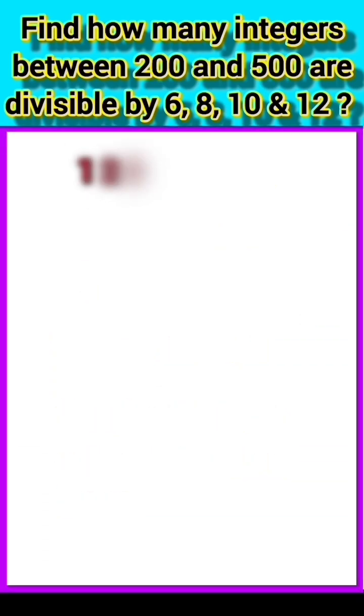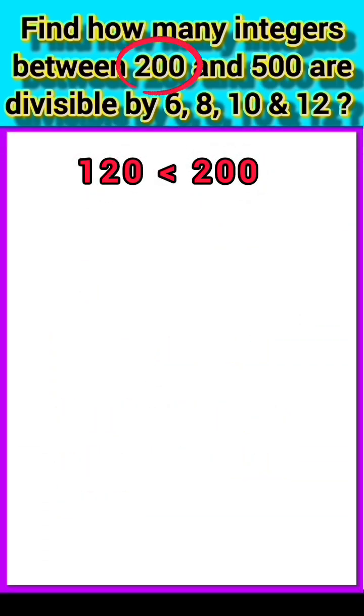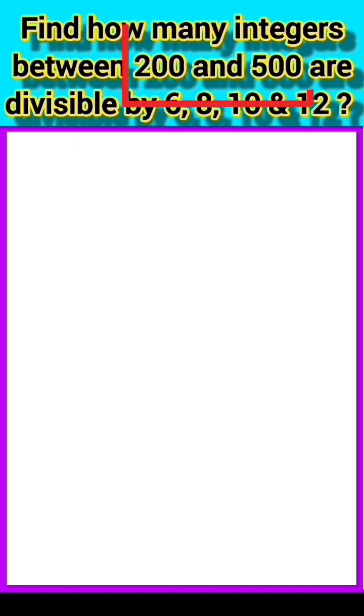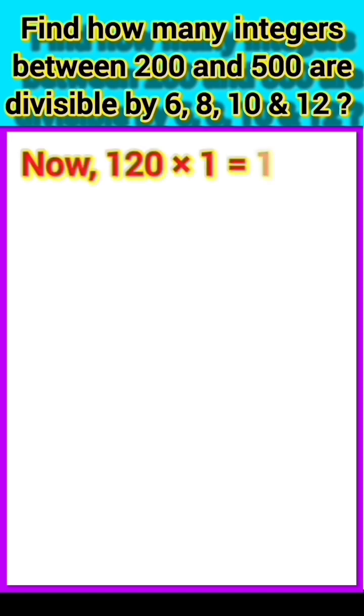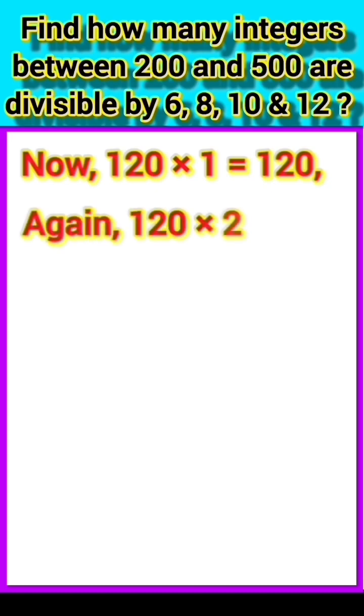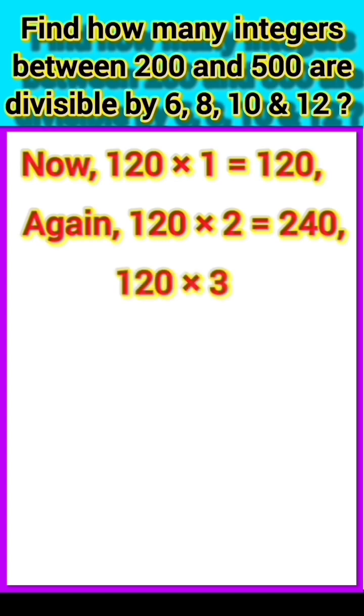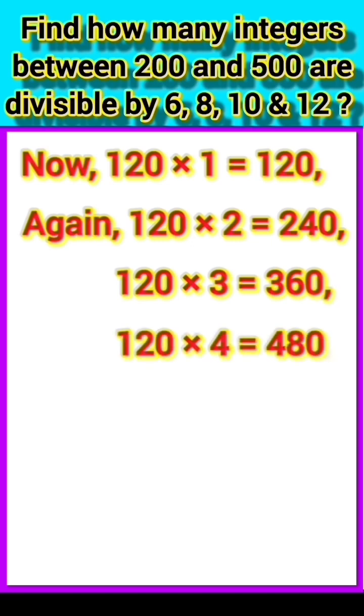But 120 is less than 200. We need to find out the integers between 200 and 500. Now multiple of 120 and 1 is 120. Again multiple of 120 and 2 is 240. Multiple of 120 and 3 is 360. Multiple of 120 and 4 is 480. Multiple of 120 and 5 is 600.